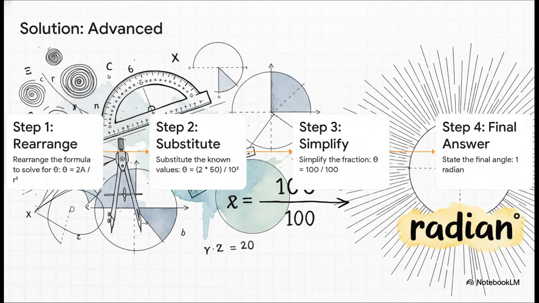2 times our area of 50 is 100, and our radius of 10 squared is also 100. So our angle is 100 divided by 100, which is exactly 1 radian.